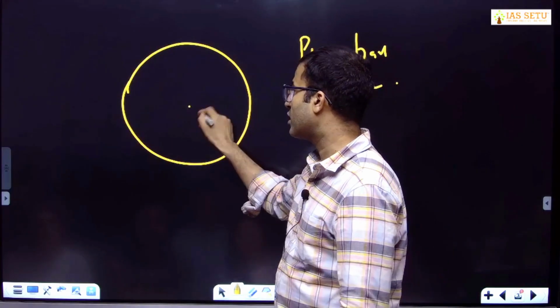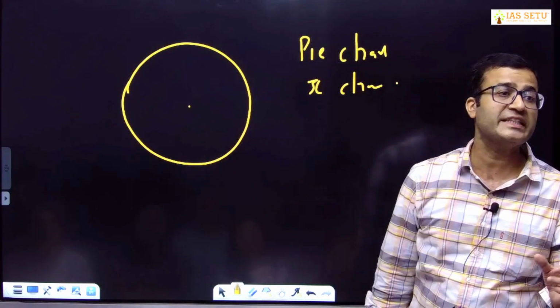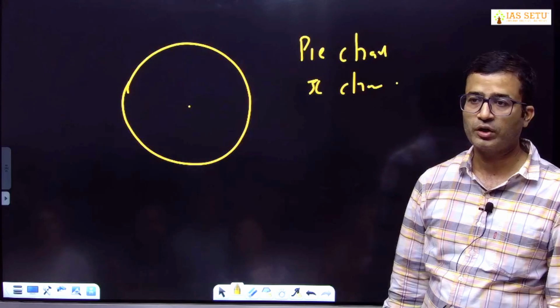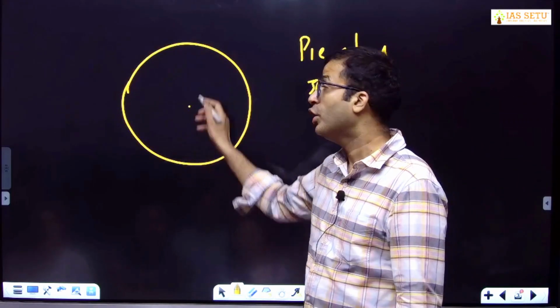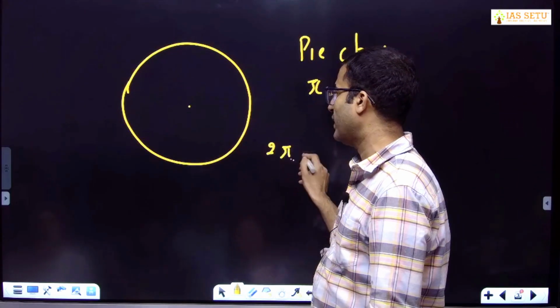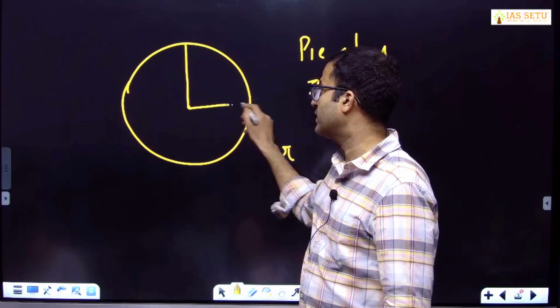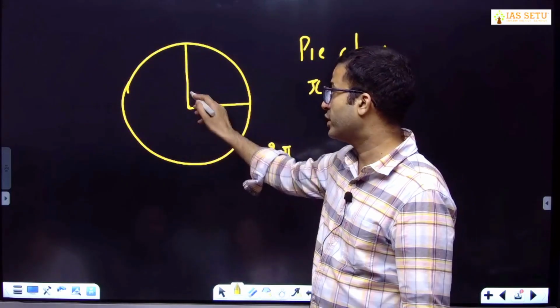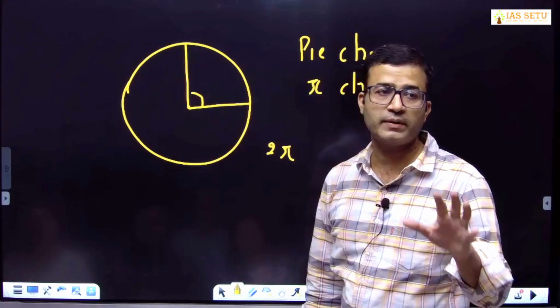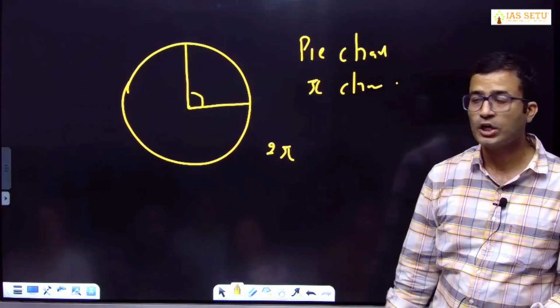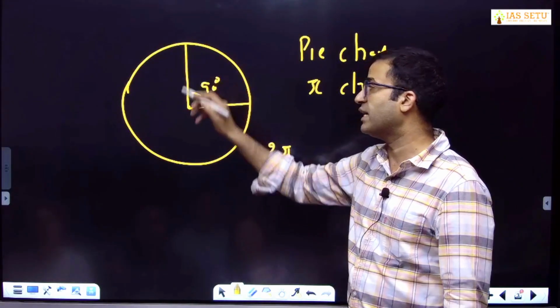Because here around this center there is a total 360 degree angle. Total angle is how much? 360 degree. So it means it represents 2 pi. For example, in our class we have these many engineers. So here this angle is represented by engineers in our class. So here engineers represent 90 degree.